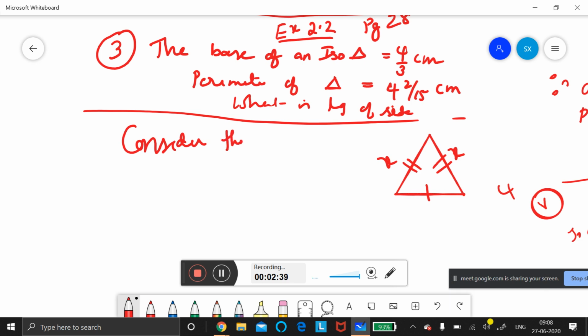Consider the equal side as x centimeter. So x. There are two x's, and then the base is 4 by 3. It's given. Base is 4 by 3.